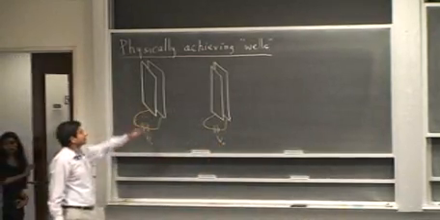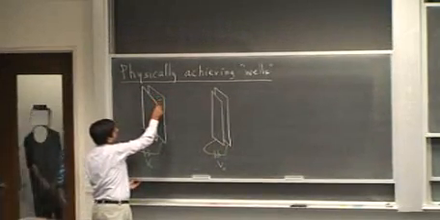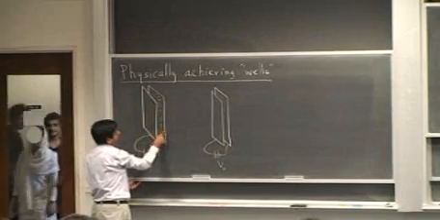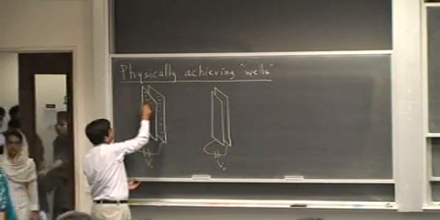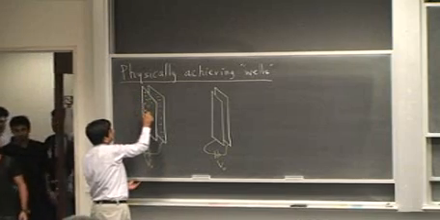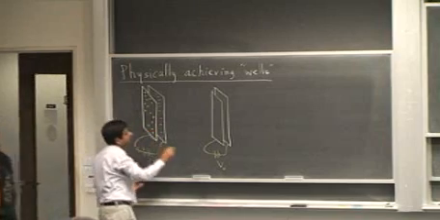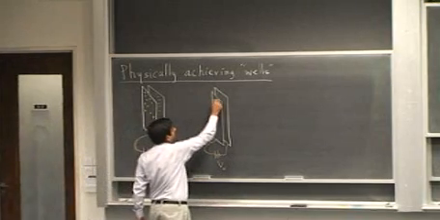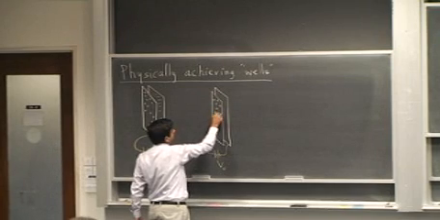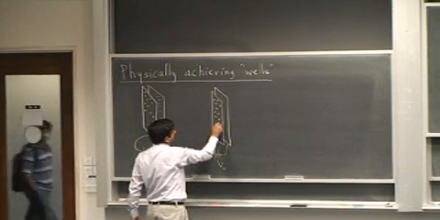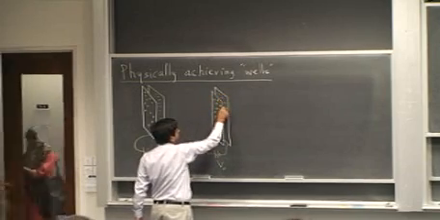So as a result of this configuration, this plate becomes negatively charged, and this plate becomes positively charged. Likewise, this plate becomes positively charged, and this plate becomes negatively charged.